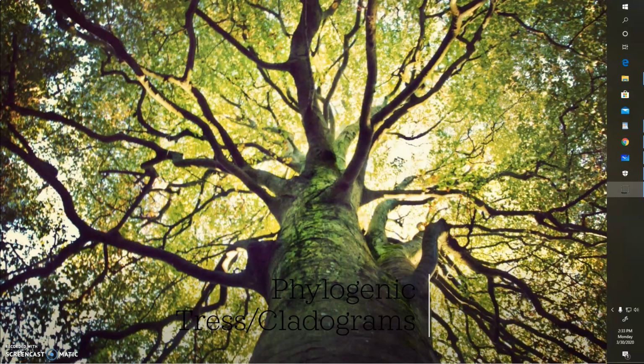Hello, welcome back. Today we're going to talk about the historical organization of organisms and how they're interrelated, and that is done through phylogenetic trees and cladograms. So there are phylogenetic trees and cladograms. This is one of those.